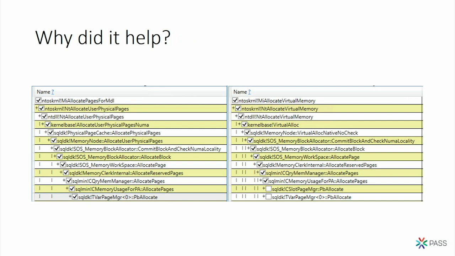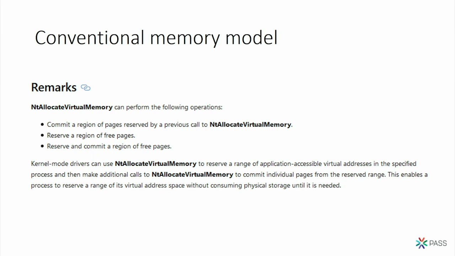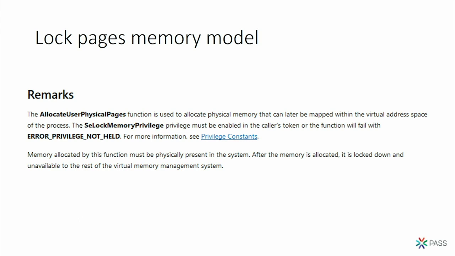So why did it help? First, we're going to look into why it helped. I know this is too small to read. You can read this at home. On the left, I've got the call stacks for lock pages in memory. On the right, I've got it for conventional. They're different, I promise. For lock pages, there's this AllocateUserPhysicalPages function that's in use. And for conventional, there's this NtAllocateVirtualMemory function that's in use. For whatever reason, this one is a much better fit for Columnstore workloads in my experience. If I'm using Columnstore, I always want lock pages in memory turned on.